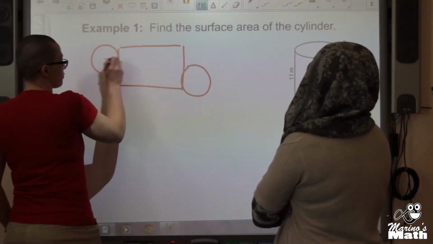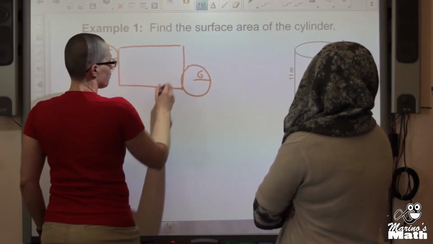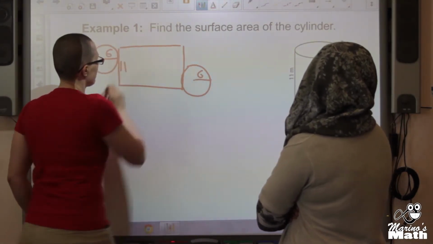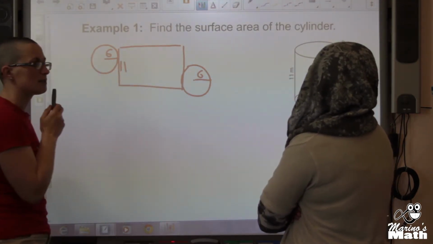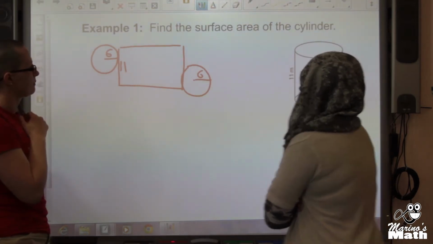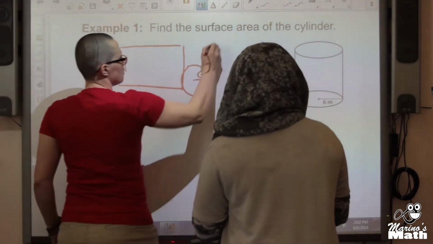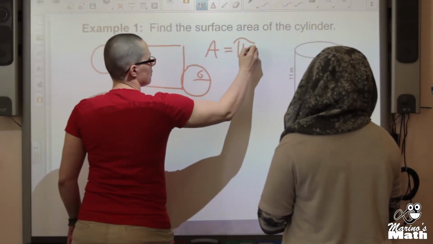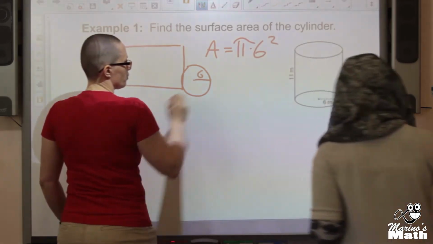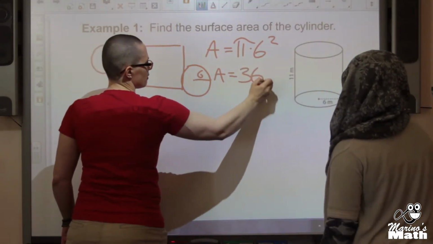So about the cylinder, we have a radius of 6. And we know that the height for this rectangle is 11. Can we find the area of any of these 3 shapes easily? Yeah. Which one? The circles, and how do we find that? We will do area equals pi times 6 squared, which will give us A equals 36 pi.